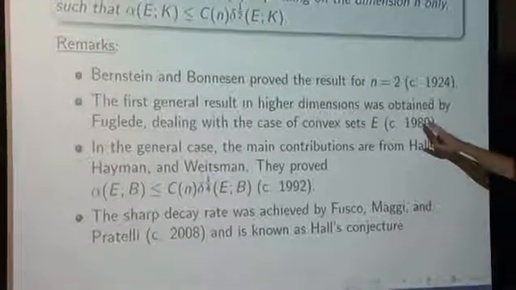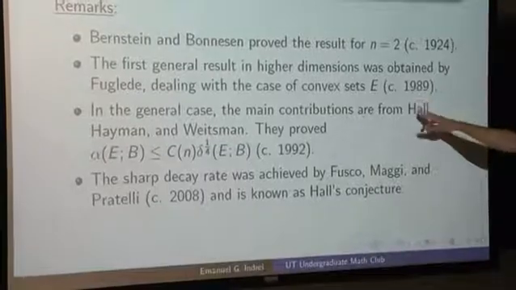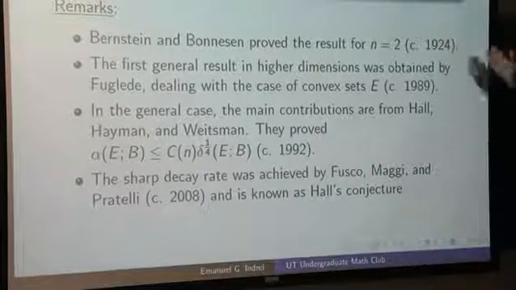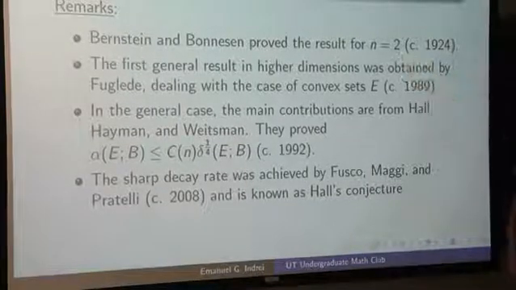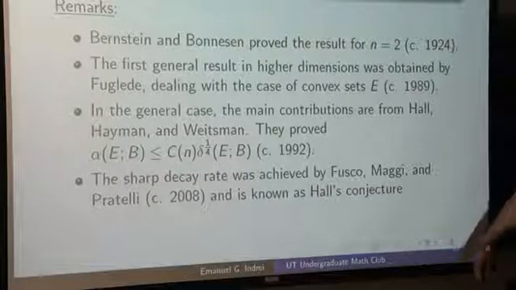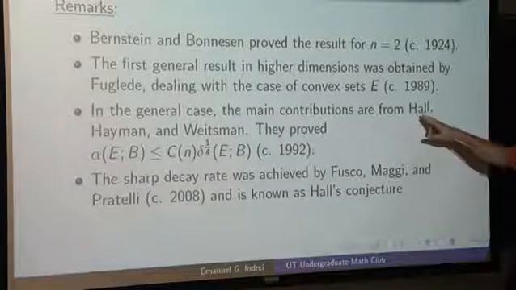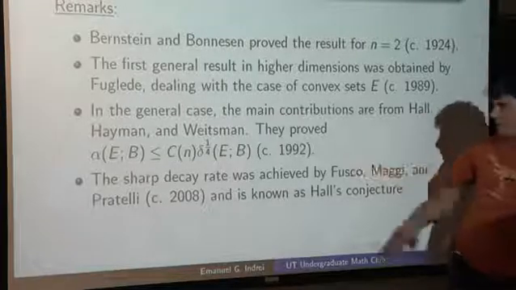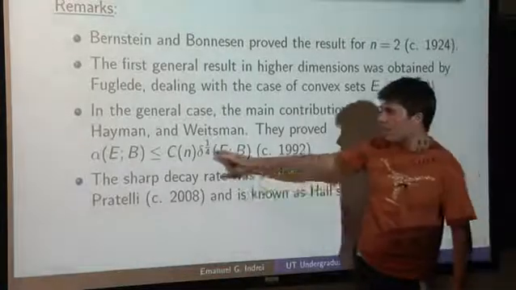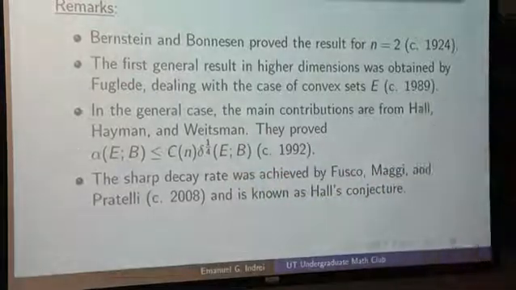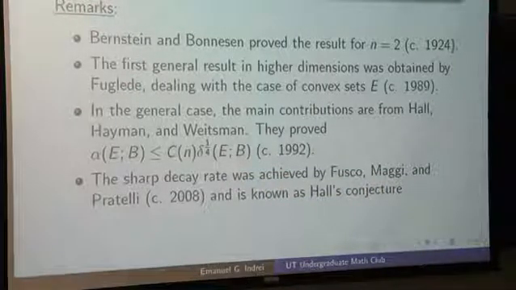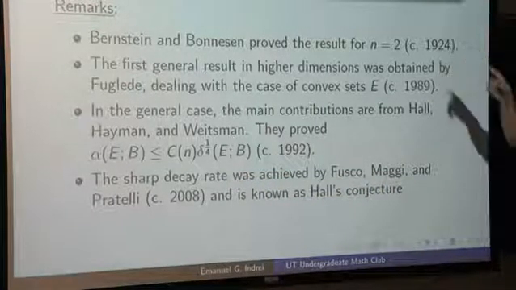Then in 1924 and 1989, that's the first general result, higher dimensions. So that was just n equals 2. And so in the 90s, there were a lot of contributions from Hall, Hyman, and Weizmann. They proved that you can take beta to be actually 1/4. So that theorem above is the state of the art.